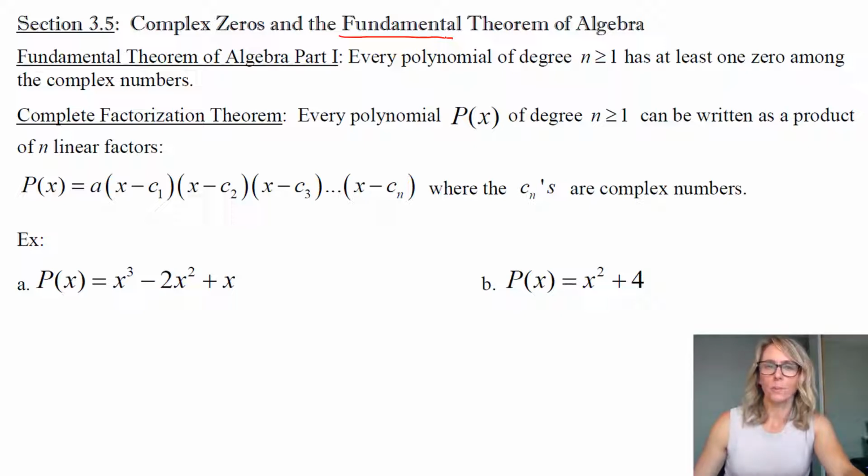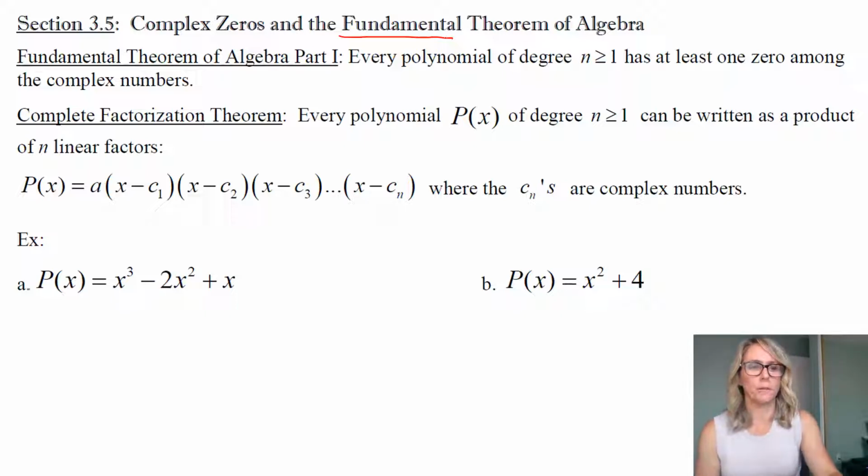So the fundamental theorem of algebra part 1, as you can see, says that every polynomial that has a degree of greater than or equal to 1, so it could be linear, quadratic, cubic on up, has at least one zero among the complex numbers. So that can be real and imaginary. Underneath that is the complete factorization theorem. Every polynomial, same thing, degree n greater than or equal to 1, can be written as a product, the multiplication of linear factors. So linear factors are factors that have degree 1.